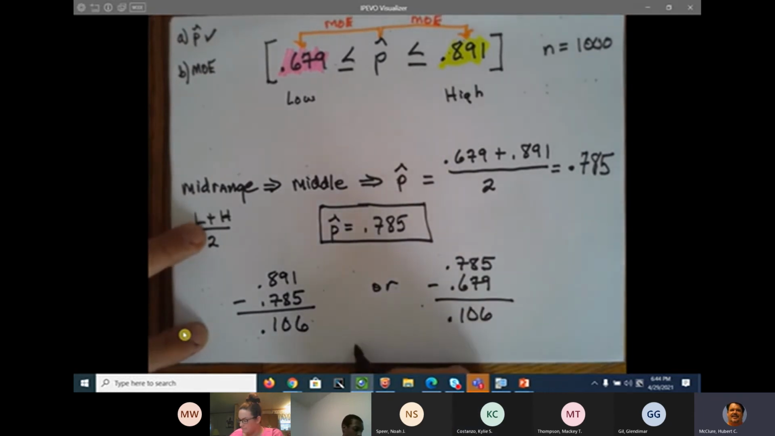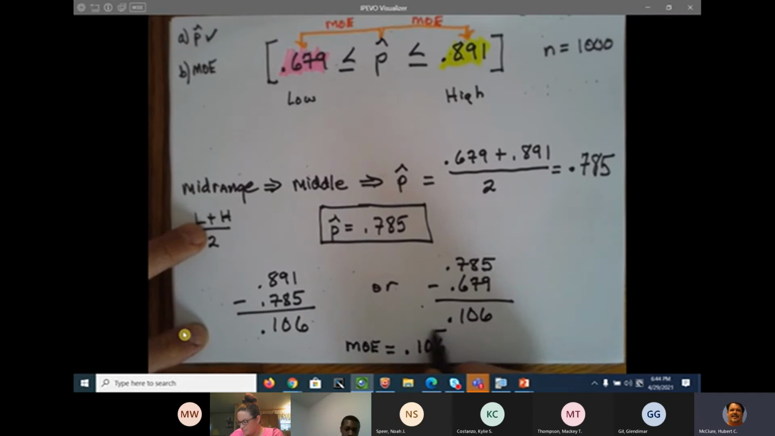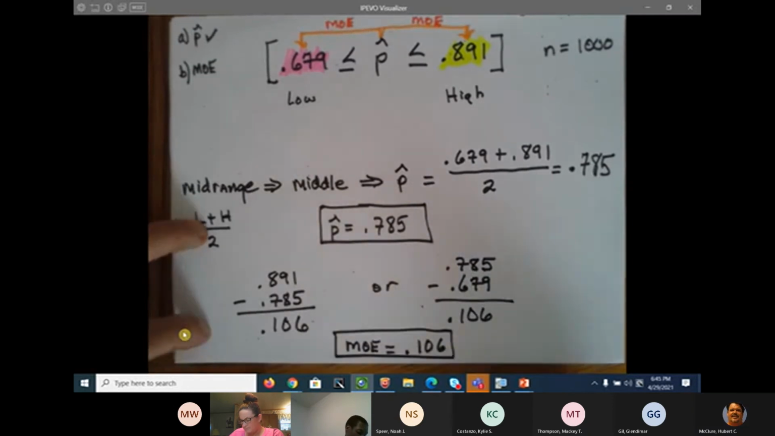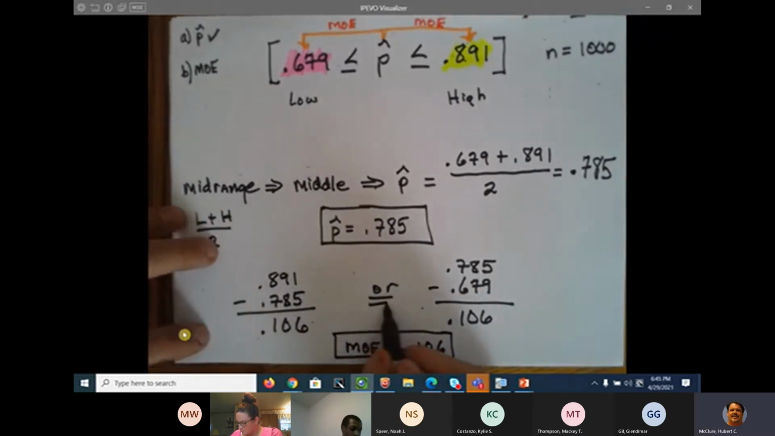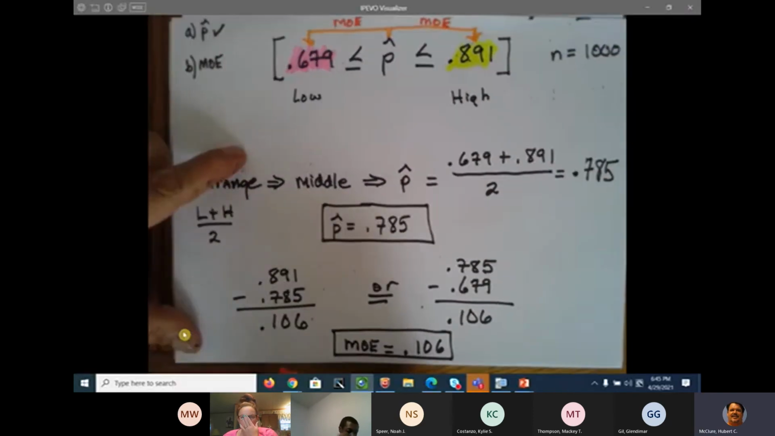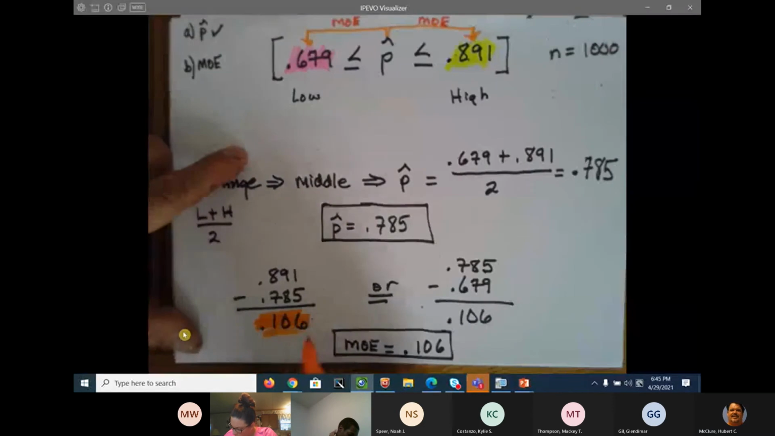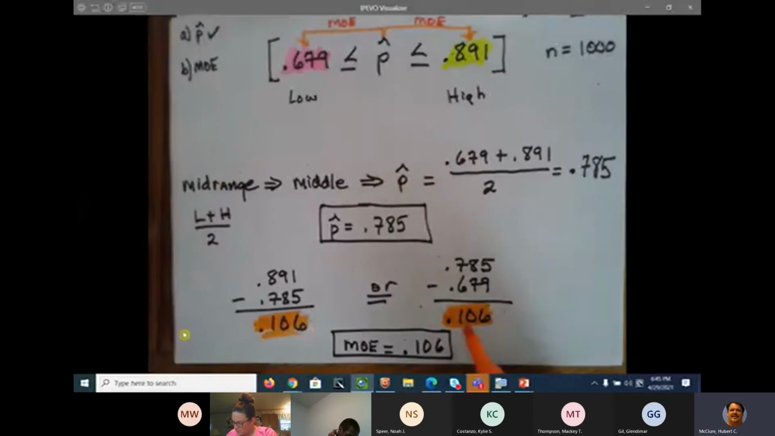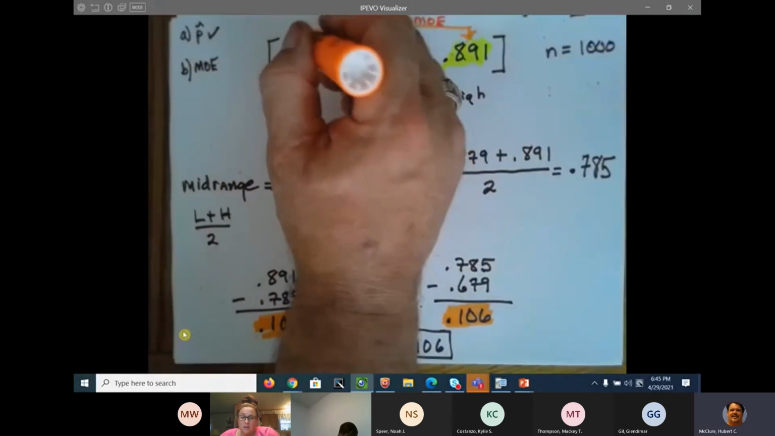So therefore, the margin of error is equal to 0.106. I'm going to highlight this orange because that represents this up here.